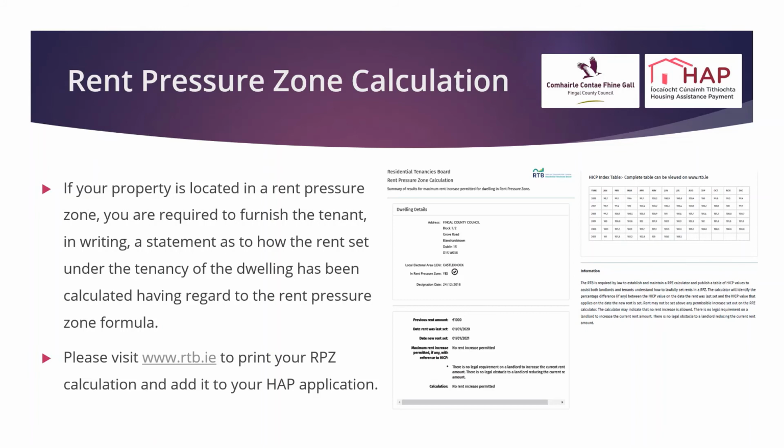An RPZ statement is populated through the rent pressure zone calculator on the RTPB website. This statement will show the address of the rental property, the date and amount the previous rent was set at, and what the current maximum rent is that's permitted under the RPZ rules. Properties rented for the first time must show the RTB tenancy details to confirm the amount the rent has been set at for any future increases.